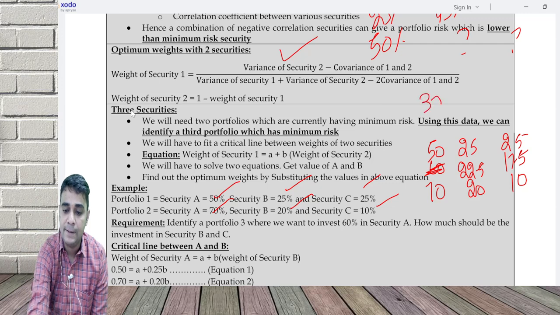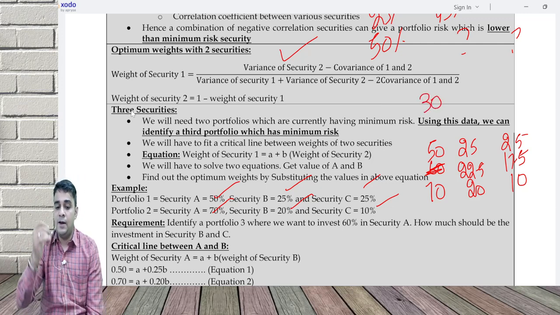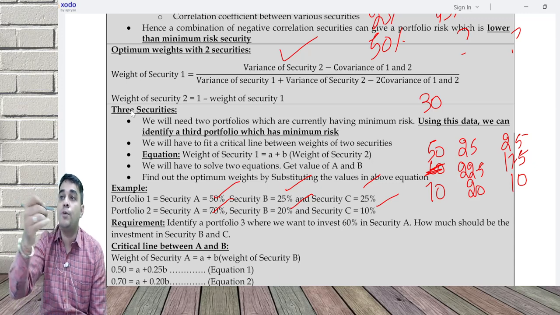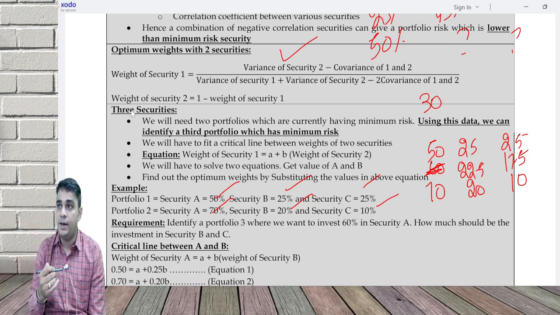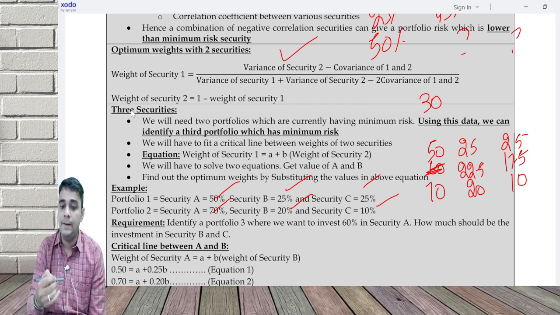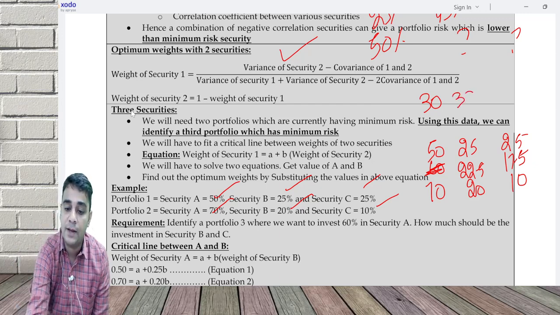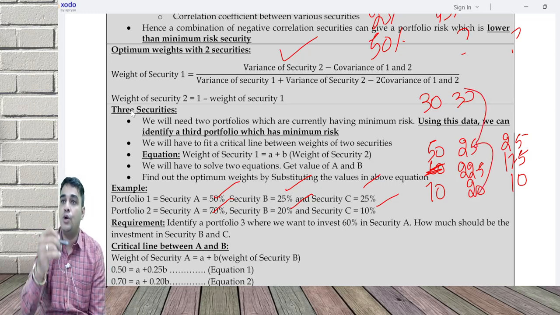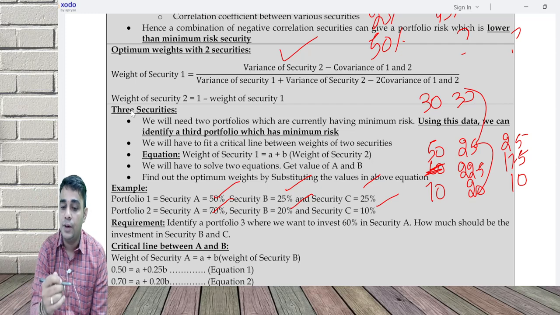Let's assume it's 30. It is 30. From 70, when you go down to 50, the weight from 20 has gone up to 25. Now, from 50, if you go down to 30, from 25, please go up a further 5. From 20 to 25, 25 to 30.